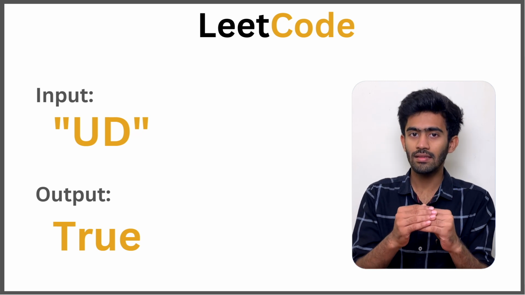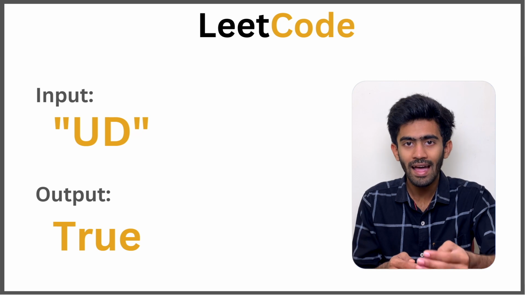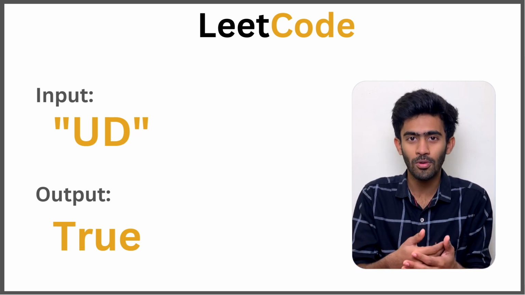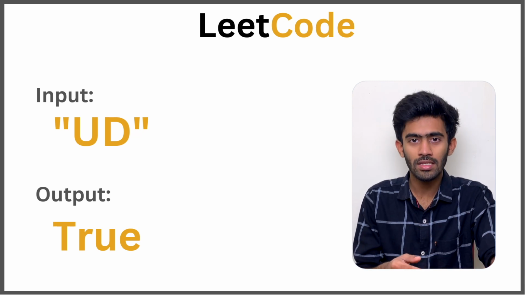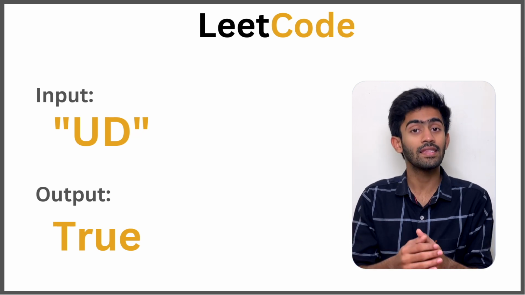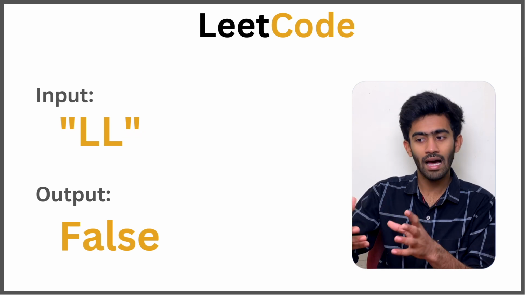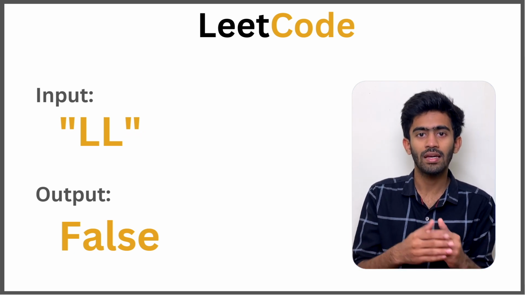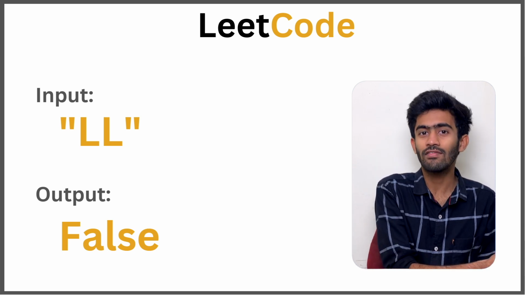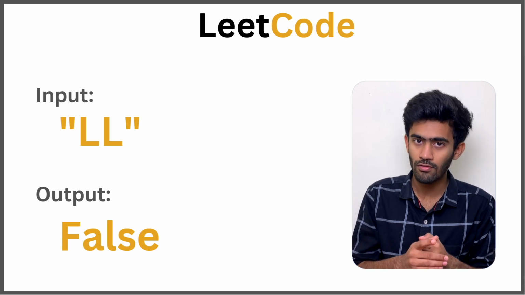So initially the robot is at the center, right? So it has to go up and then it has to come down. Obviously, since we know that both of these things are opposite, if it has gone up one step and come down one step, it would return back to the origin and hence the output is true. But in case the example was something like this, LL, in that case we'd be at 0, 0, we'll move left and then again left. We are not returning back to the origin, right? And hence our function should return false.